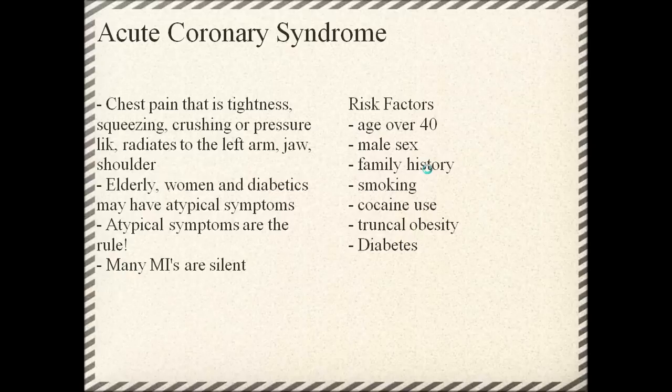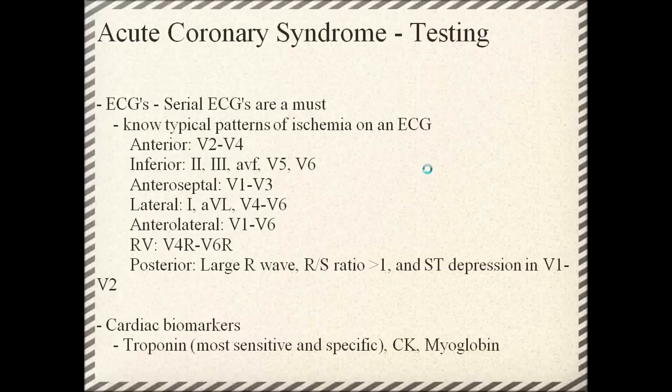So if someone's feeling generally unwell, that could be their anginal equivalent, we call it. Now, risk factors could be anyone above the age of 40, male sex, family history, smoking, cocaine use, especially in young people, truncal obesity, the metabolic syndrome, or diabetes. Now, these are typical patterns that you should know of the distribution of ischemia, and generally ways to spot posterior MIs. You should know when to do 15-lead ECGs.